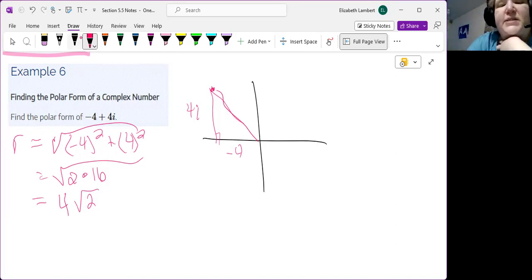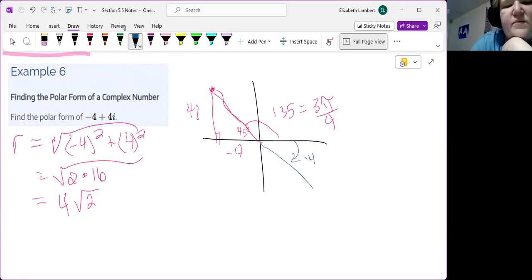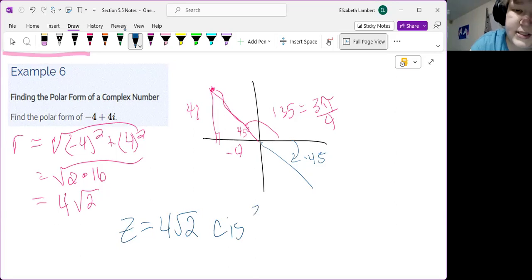And hopefully this is familiar, where same sides are equal, like the two legs are equal. So this is a 45-degree reference angle, which makes this 135, which is 3 pi over 4. If we do inverse tangent, it will give us -45, and then we have to know to add pi so that we get the point in quadrant 2 instead of quadrant 4. So z is 4 square root 2 cis 3 pi over 4, because I'm feeling lazy.